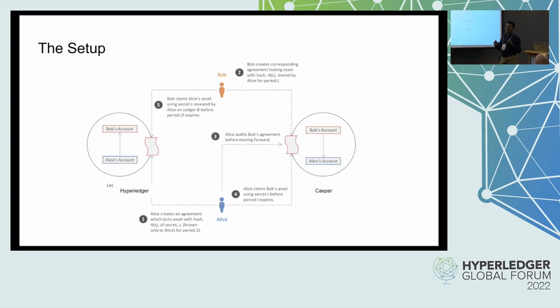Alice and Bob both have accounts on both ledgers. The asset ledger is running on Fabric, and the cash ledger is running on Casper, which is a public permissionless network. So Alice owns a bond, and Bob shows interest in buying that. Alice locks the asset with a hash. Bob creates an agreement on the cash side and transfers the tokens on the cash network to Alice's account. Again, that is also time locked. When Alice accepts this cash transfer, the bond is released for Bob on the asset side.